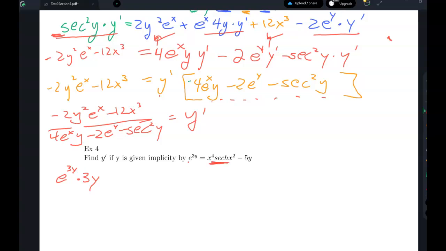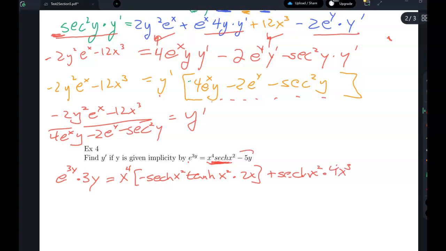Okay, product rule for this term. First, d second. So the hyperbolic secant is negative hyperbolic secant tangent, right? And then carry the x squared along. And then multiply by the derivative of x squared, which is 2x. Okay, that's first d second plus second d first. And then I'm going to go and take the derivative of minus 5y, and the derivative of minus 5y would just be minus 5y prime.